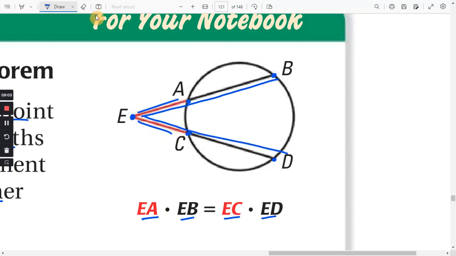Okay, so when you have the 2 secants that meet outside the circle, you take the external segment and multiply it by the length of the whole segment. And that equals external segment times the length of the whole segment.